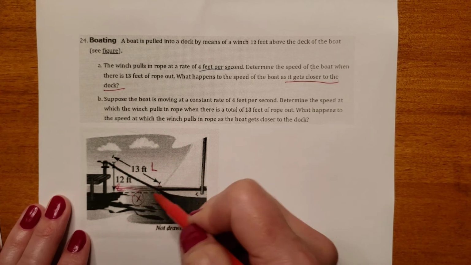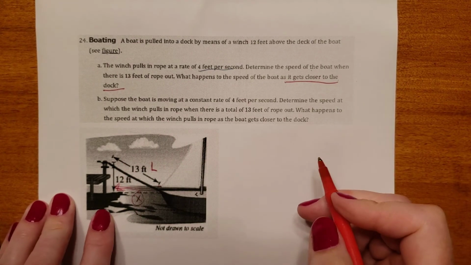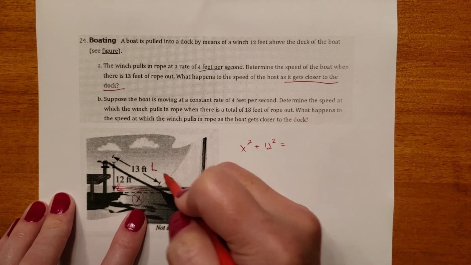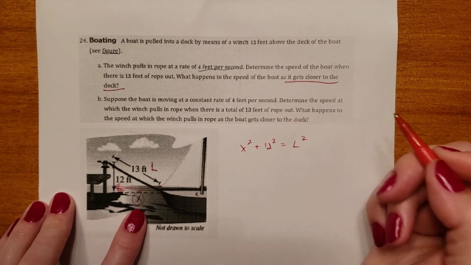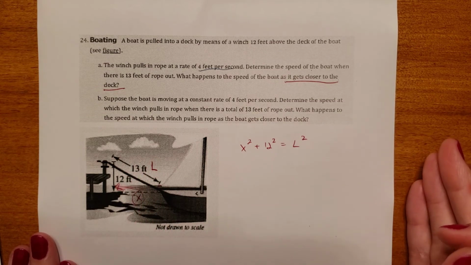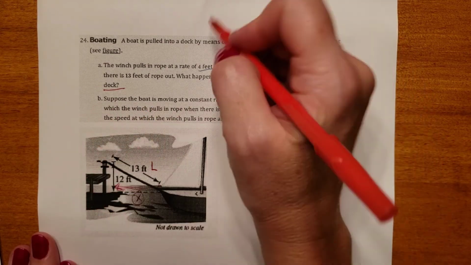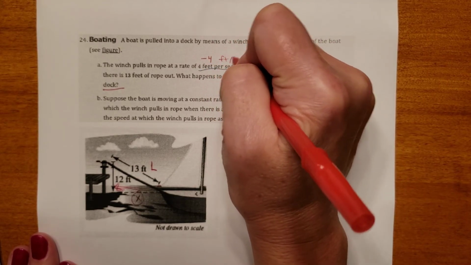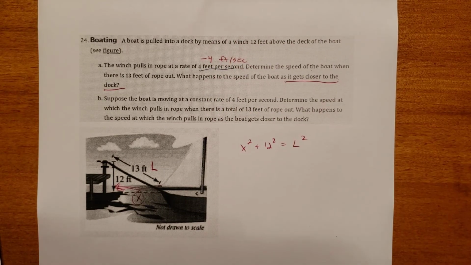So what we have here is the Pythagorean theorem going on. So it is x squared plus 12 squared equals L squared. And a little tricky thing here, I don't know how much it'd take off if you didn't notice or know, but as the boat gets pulled into the dock, instead of going out, when it's going out, it's positive. When it's coming in, the vector's negative. So technically, we're supposed to call this negative 4 feet per second. So put a negative on it.